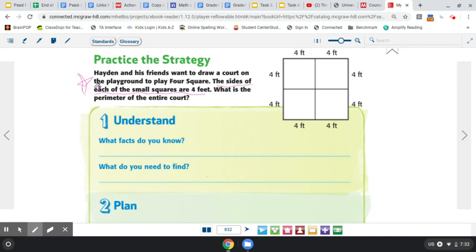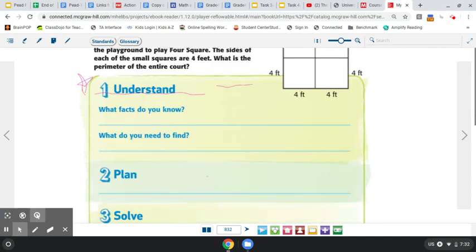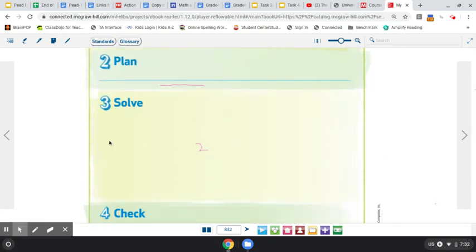Okay? Think about the facts you know. I know it's a terrible looking figure. What do you need to find? Again, what do you need to find? That's unpacking the problem. We do that all the time. Okay, how will you solve the problem? What steps will you take to solve the problem? That's your plan. And then solve. Use this space to show your work to solve the problem. And then check your work. Check your answer. Is it reasonable? Does it make sense?